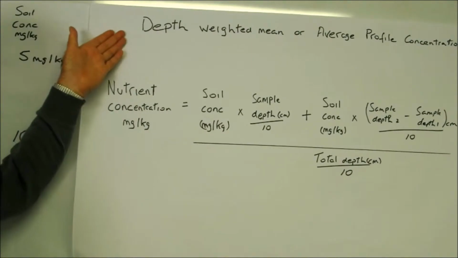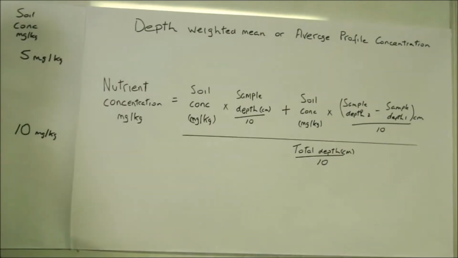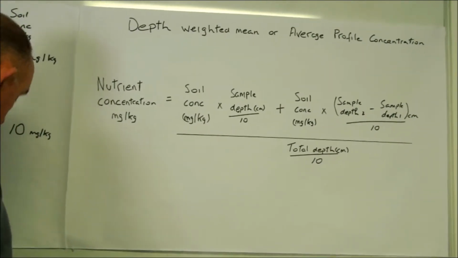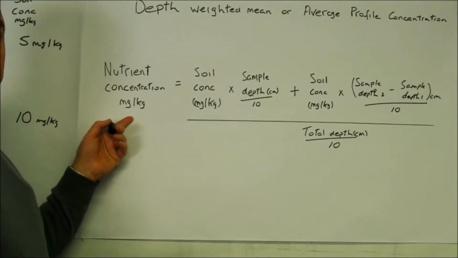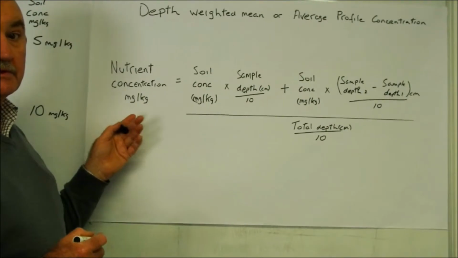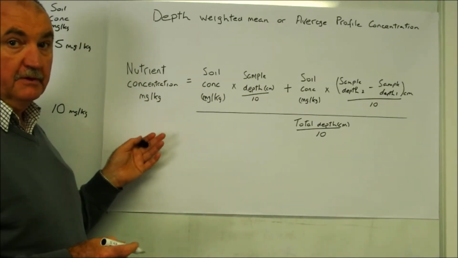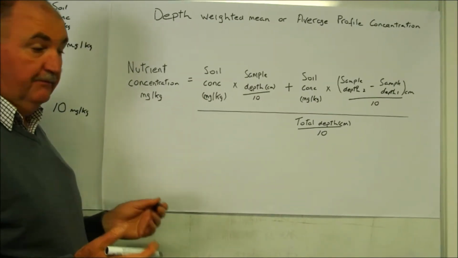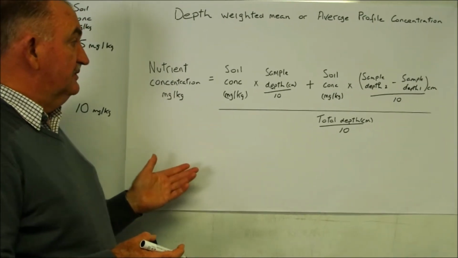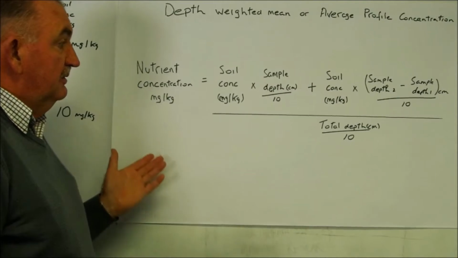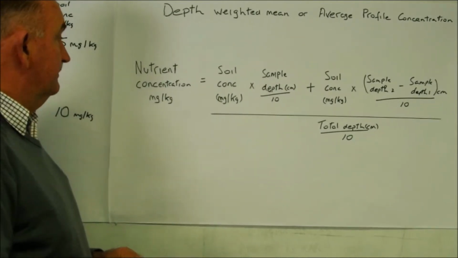So we're talking about depth weighted mean or average profile concentration. It's the same thing. And the formula is the nutrient concentration in milligrams per kilogram. And notice here there's no bulk density involved. We're just working out the average of what the lab has sent us back and the depth that we took the sample to. That's all we want to know. Just the average sulfate sulfur concentration.